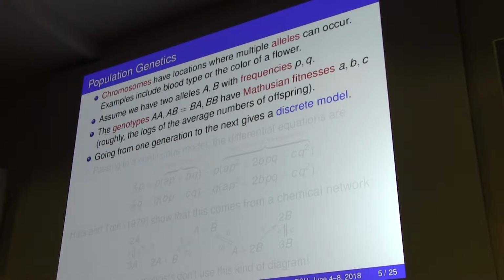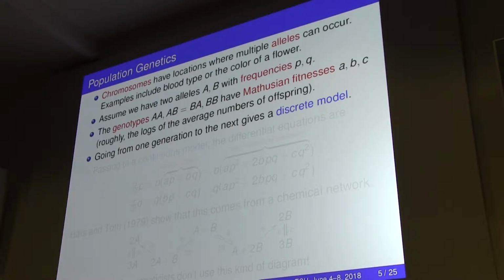But of course, we're diploid. That means we have two sets of chromosomes. And so suppose at a particular position, there are two alleles that can occur. And suppose that in a population, they occur with certain frequencies. Well, then what happens is that because there's two, then the genotypes, when you have the two chromosomes and look at what's happening, you can either have AA, AB, which is the same as BA, and BB. And then these will have what are called Malthusian fitnesses, little a, little b, little c. And very crudely, if I take the log of the average number of offspring, that's what the Malthusian fitness is.